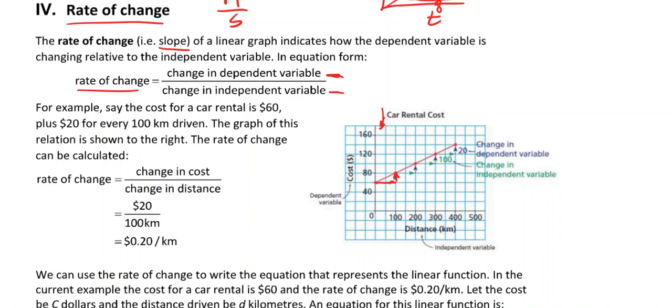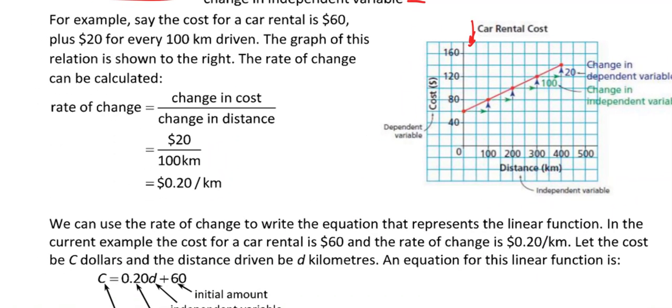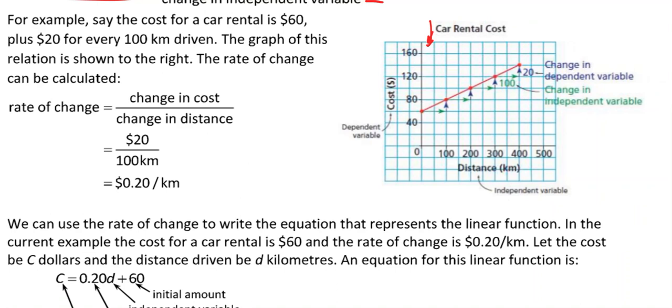So for example, say the cost of a car rental is $60, plus $20 for every 100 kilometers driven. The graph of this relation is shown to the right. The rate of change can be calculated. So you'd say the change in the cost, every one of these blue arrows on this side. Can you see that it's going up by 20? So up by 20. And then your change in your distance, from this point to this point, would be 100. So 20 over 100.